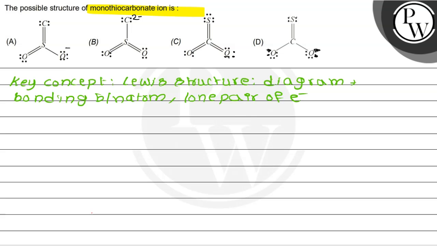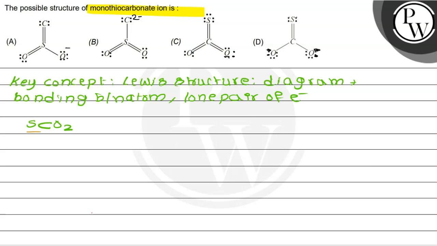So now, the possible structure of monothiocarbonate ion. First, monothiocarbonate. This is the monothiocarbonate. That means here, monothio, one sulfur is present in the carbonate ion. That's why it is monothiocarbonate. So we'll see all four options for the possible structure.